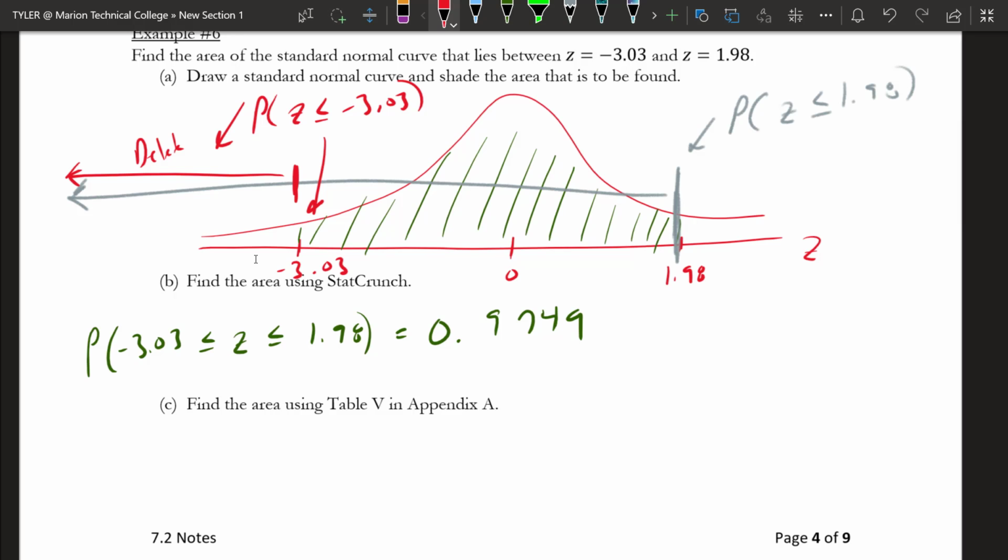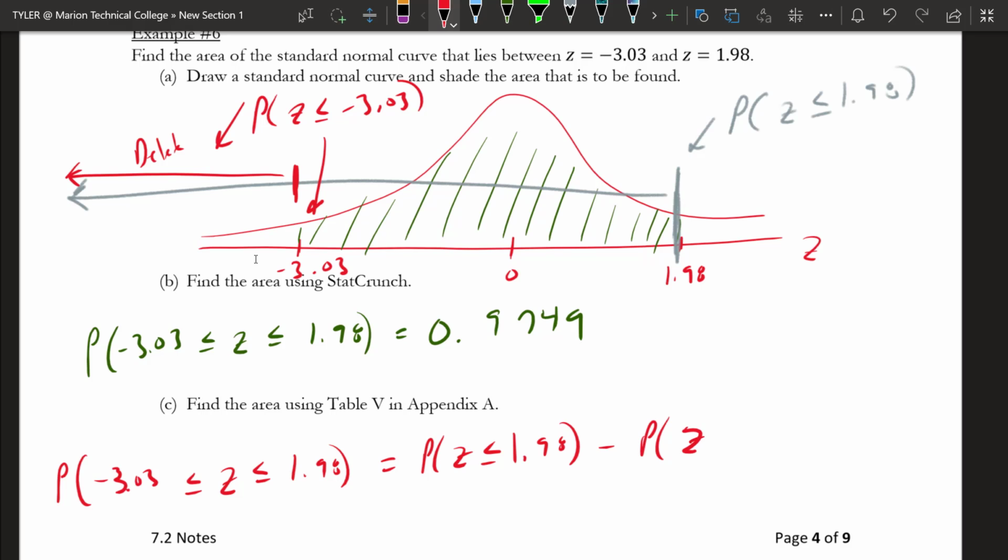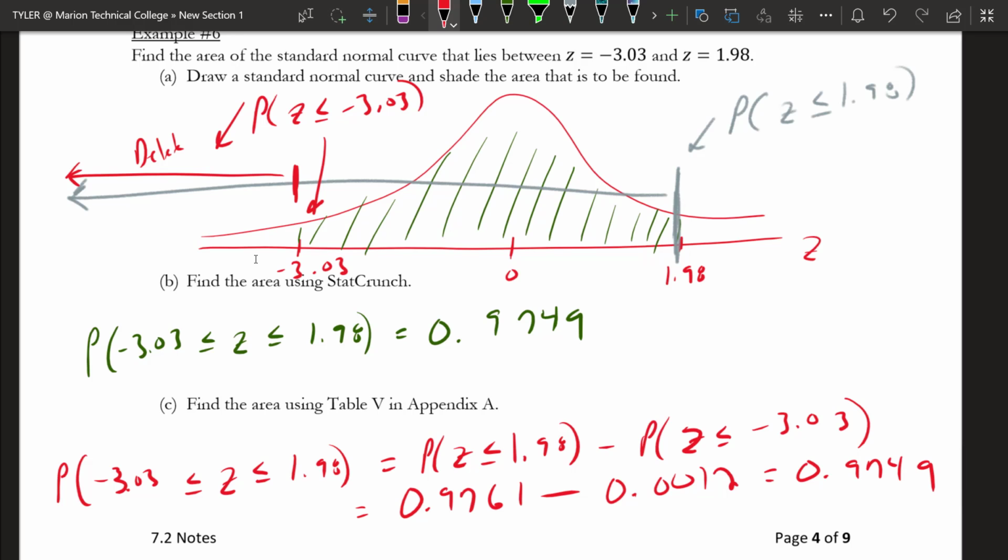Which is in green. So the probability that z is in between negative 3.03 and 1.98 is equal to the probability that z is less than or equal to 1.98 minus the probability that z is less than or equal to negative 3.03. If you look up both of those values in the table, the first one is 0.9761, and the second value in the table is 0.0012. Subtracting those, you should get 0.9749.